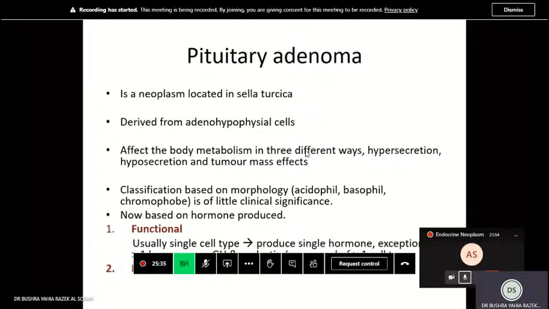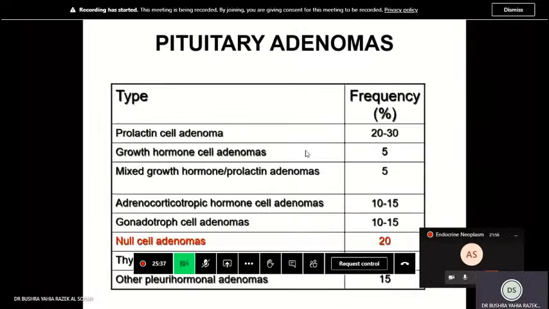Okay, so pituitary adenoma, there are some types like prolactin cell adenoma, which is the most common, 20 to 30%. Growth hormone cell adenoma, mixed growth hormone and prolactin. Adrenocorticotropic hormone cell adenoma. Gonadotropin cell adenoma. We call null cell adenoma.